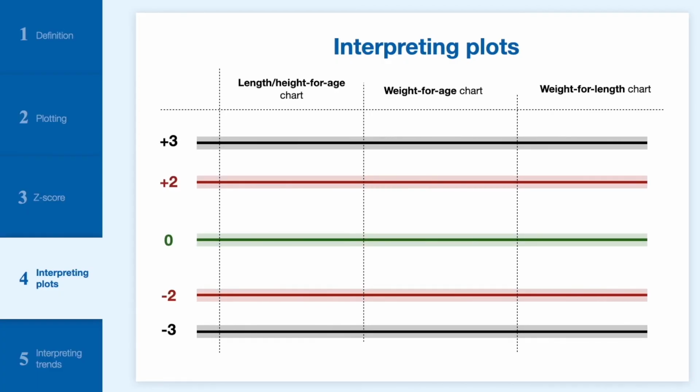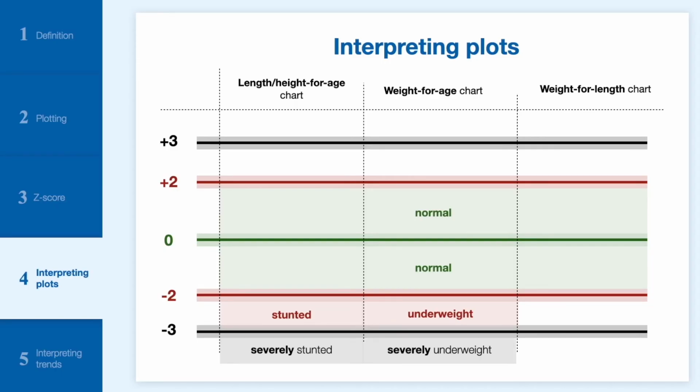These are your Z-scores. Note that the measurements that lie between the -2 and +2 Z-scores are considered normal. If the length or height for age lies between -2 and -3 Z-score, then the child is stunted. Those that plot below the -3 Z-score are severely stunted. When looking at weight for age, if the child plots between -2 and -3 Z-scores, the child is considered underweight. And if they plot below the -3 Z-score, they are severely underweight.